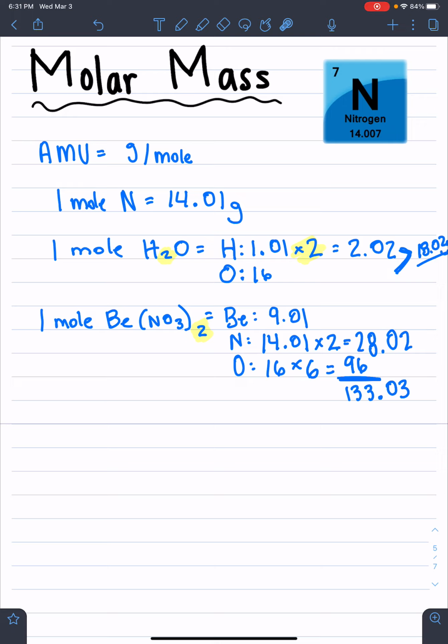So that's that. This will be just the first. I think there's 6 problems on your homework that are like this where you just need to figure out the molar mass for different elements or compounds.